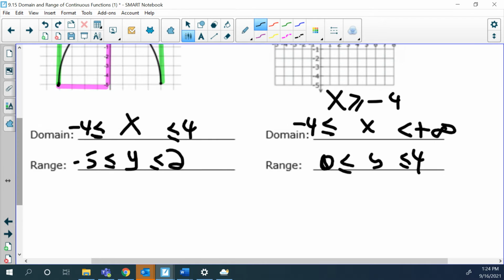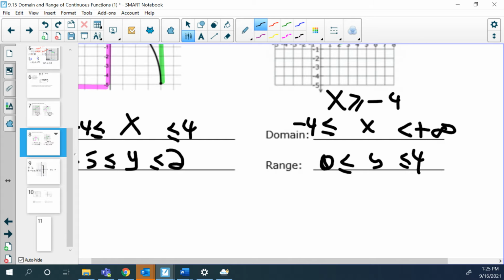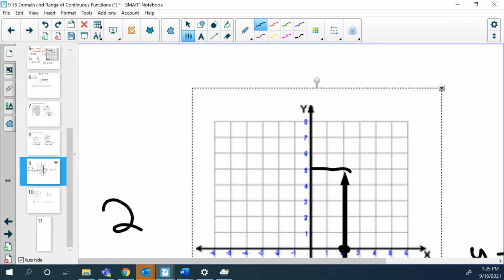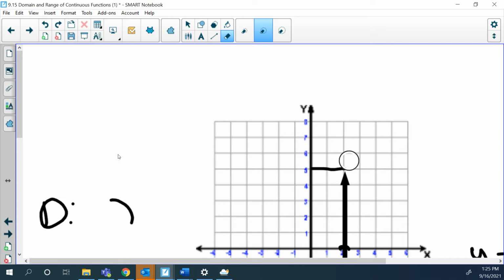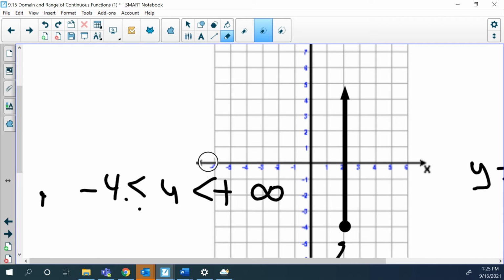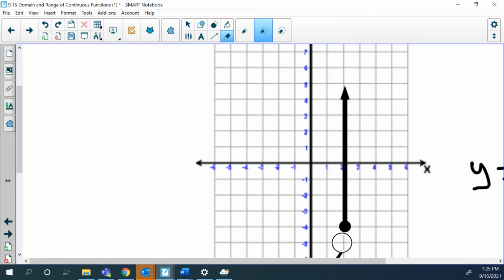Okay, what else do we have? What else did I miss? Let's see. We did this one. Okay, this one I did in class because I know. Okay, let me erase this for a second. Go over this one real quick.